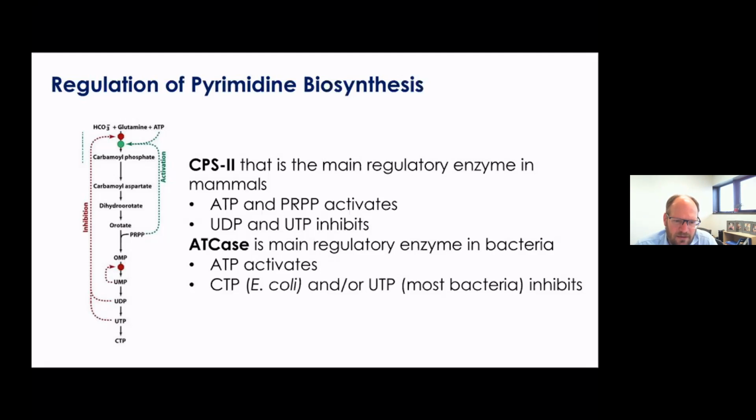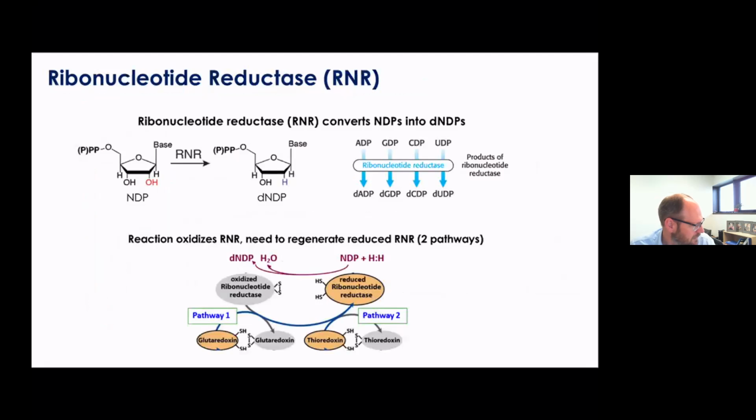Let's see. So some other notes on here. ATCase is the main regulatory enzyme in bacteria. ATP activates it, and CTP in E. coli and/or UMP in most bacteria are inhibitors. So we'll talk a little bit more about this very complex regulatory network that ensures you get the right quantities of all the bases.